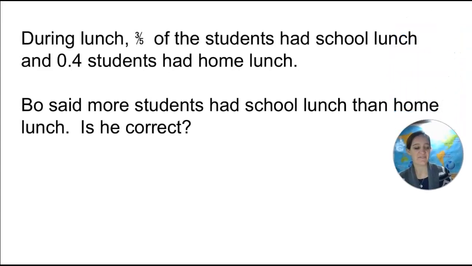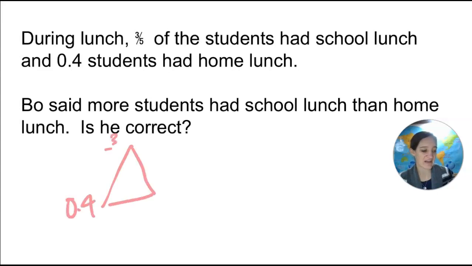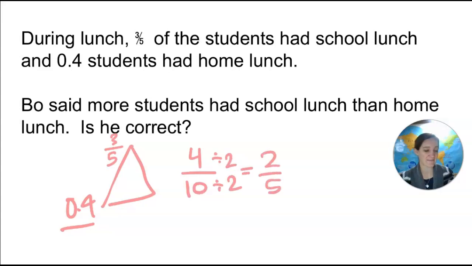During lunch, 3/5 of the students had school lunch. 4/10 of the students had home lunch. Bo said more students had school lunch than home lunch. Is he correct? So again, we have a decimal in one place and a fraction. We've got to figure out if they are the same. Well, I know that 4/10 can simplify to 2/5. So there's the first way I know that they are not the same. I could take 3/5 and fractionating troll it to 0.6. There's my second way that I know they're not the same.